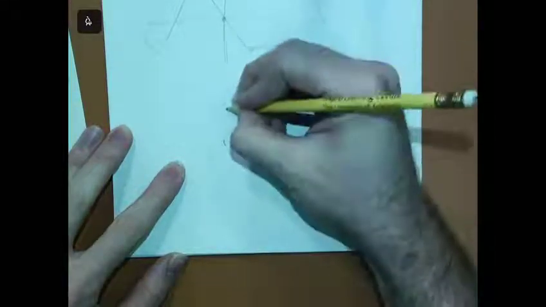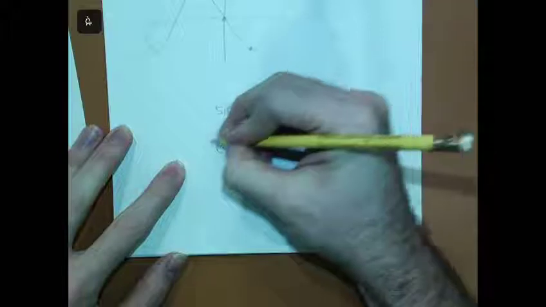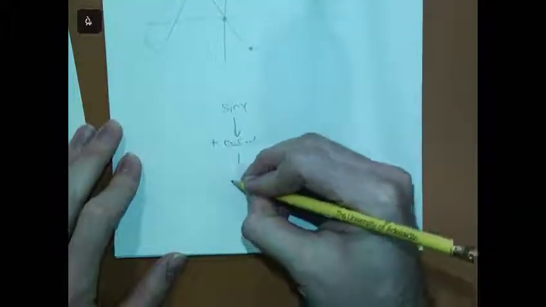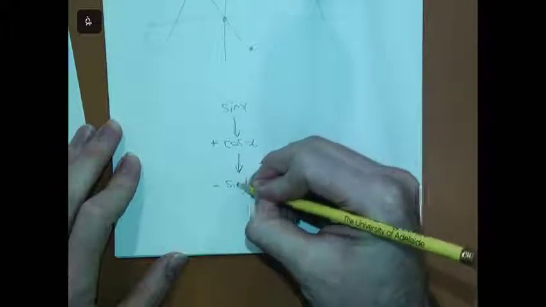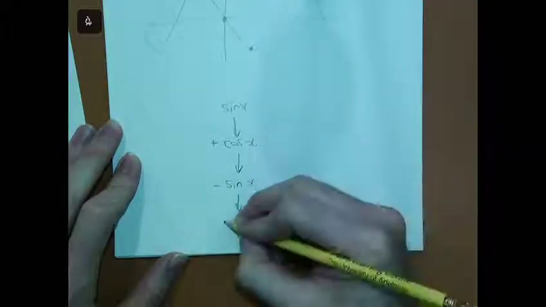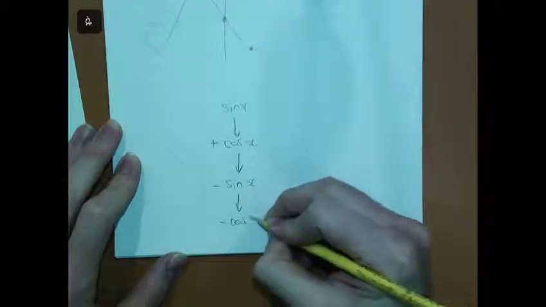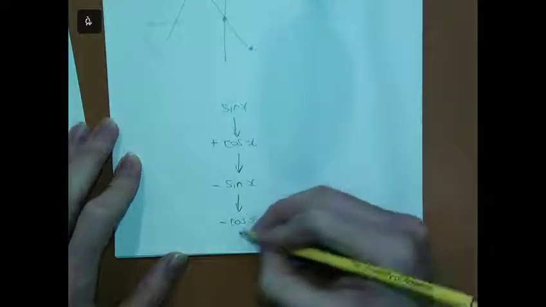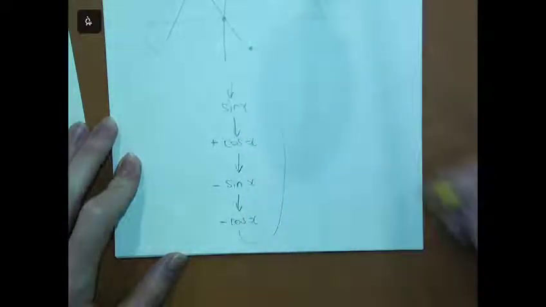So in my head I have that sine x, when I differentiate it, becomes plus cos x. Cos x, when I differentiate it, becomes minus sine x. Minus sine x becomes minus cos x. Minus cos x becomes sine x, and then we end up back at the beginning again. Differentiation is down.